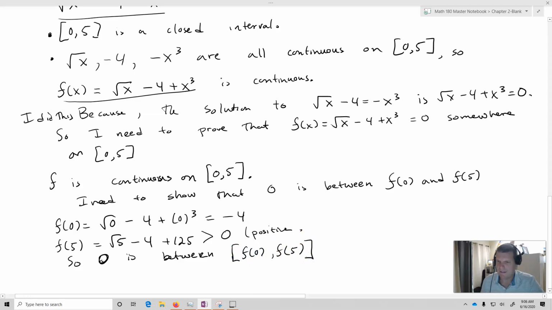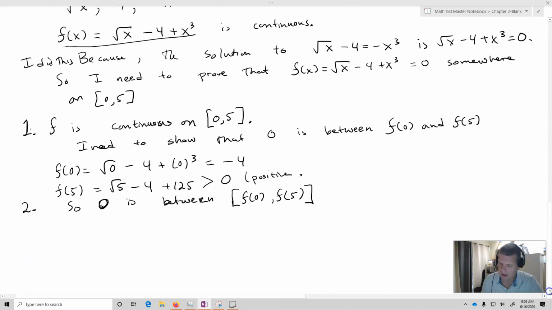Think about that for a second. f of 0 is negative, f of 5 is positive, right? So 0's got to be somewhere in there, all right? So that's the second part, or the third part, actually. First, we showed that f was continuous on 0 to 5. Second, we showed that 0 was between f of 0 and f of 5.